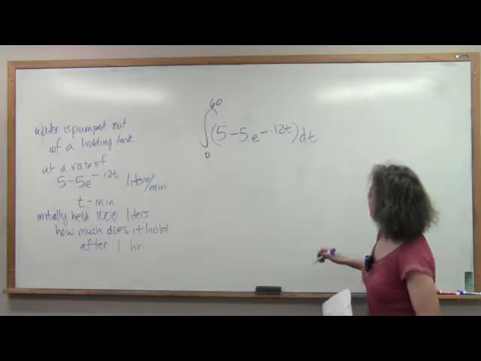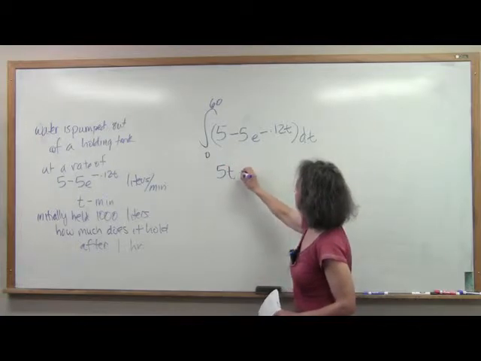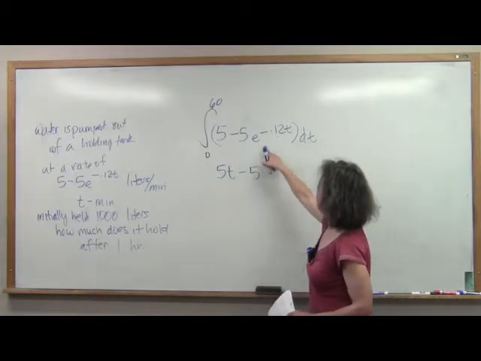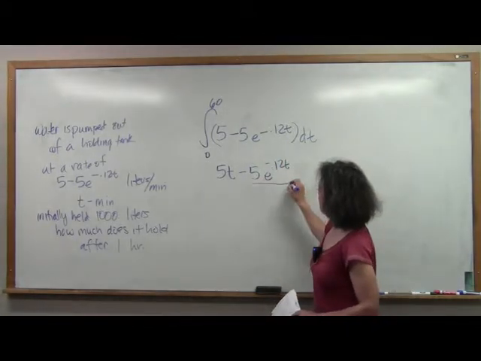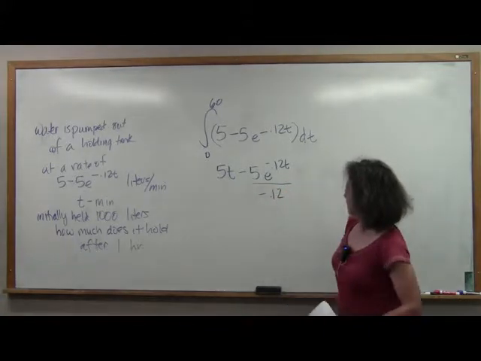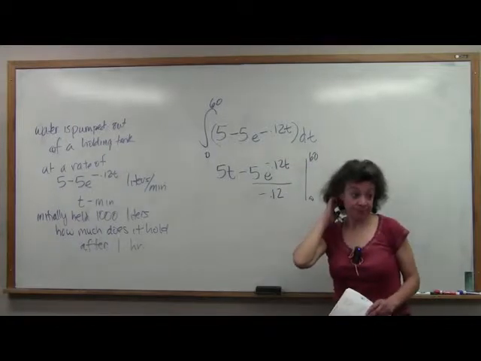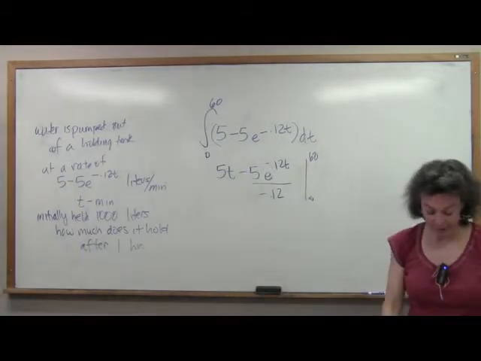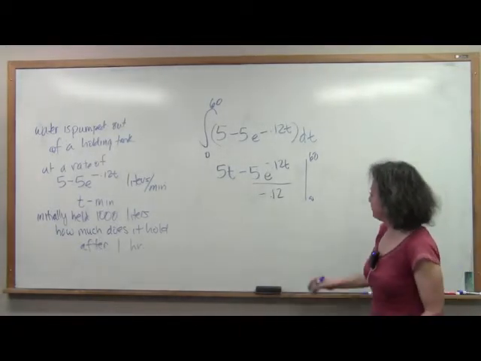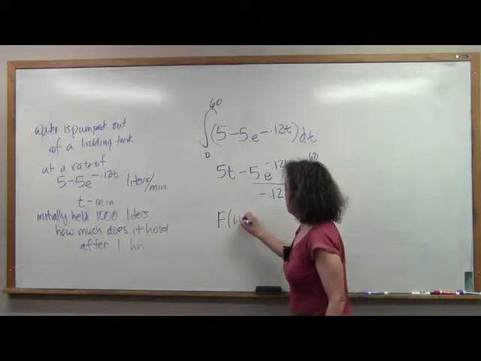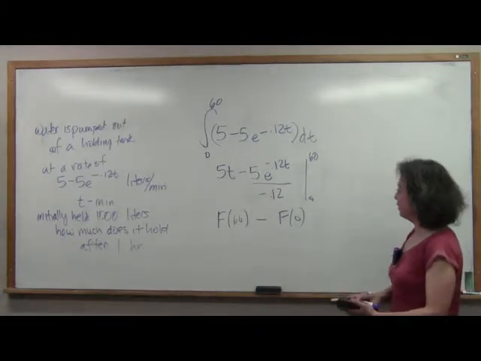So what do we do? We take our antiderivative. The antiderivative of 5 is 5t. And the antiderivative of 5e to the negative 0.12t is 5e to the negative 0.12t divided by negative 0.12. And we evaluate that from 0 to 60. Now, because we're dealing with an exponential function, we know that we cannot ignore our 0. So what do we get? Well, we're going to plug in 60 and then subtract off what we get when we plug in 0.